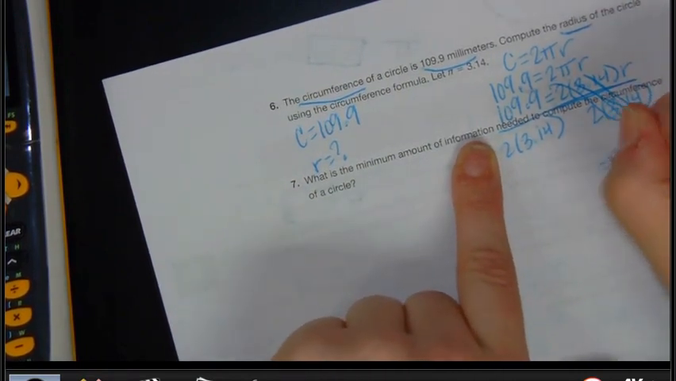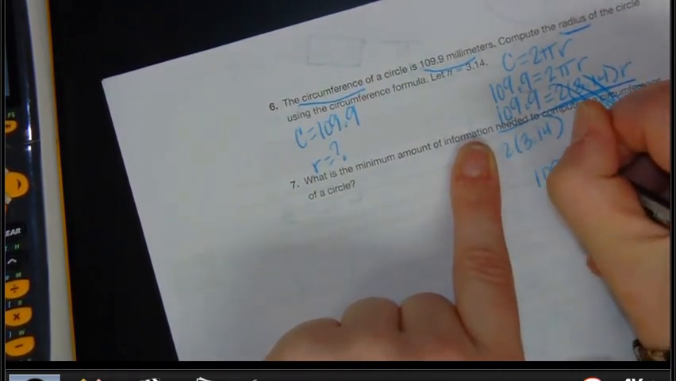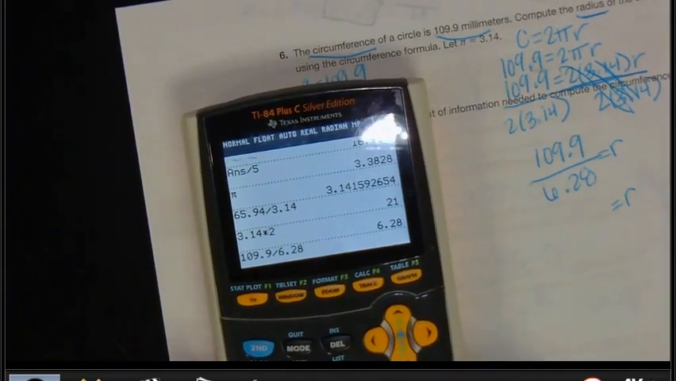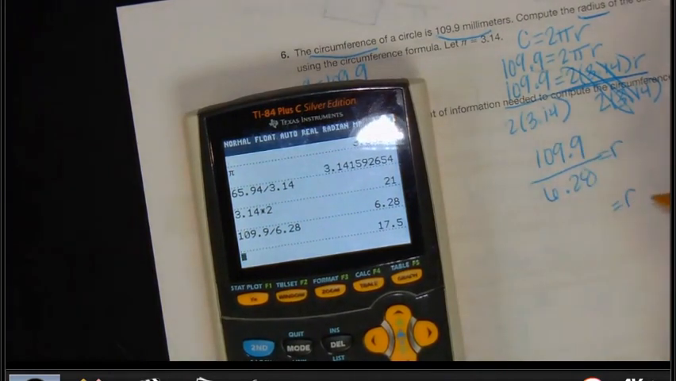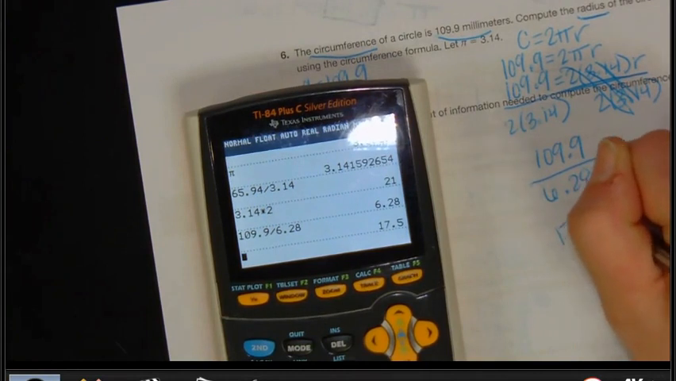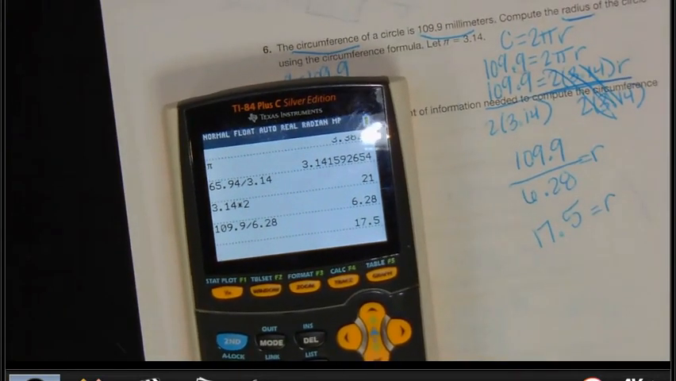To get r is going to equal 109.9 divided by 3.14 times 2, which is 6.28. And for those like me, let me get you your true answer. 109.9 divided by 6.28. You should get 17.5 millimeters. All right. If you have any questions, please let us know.